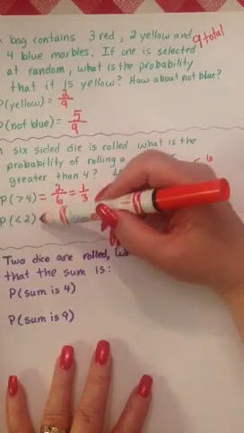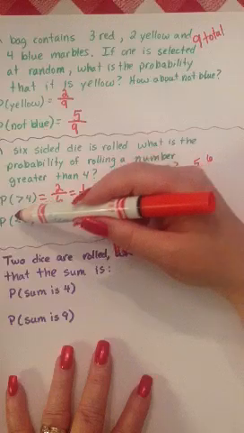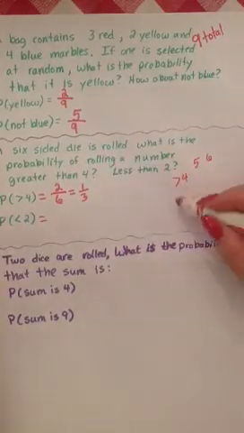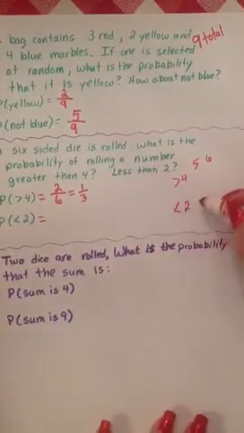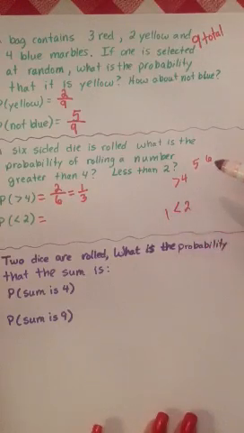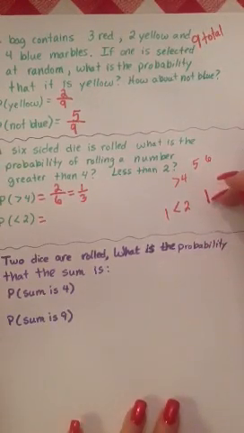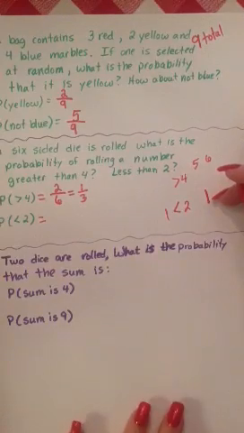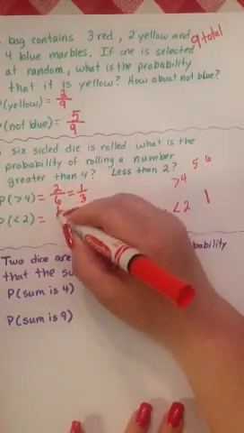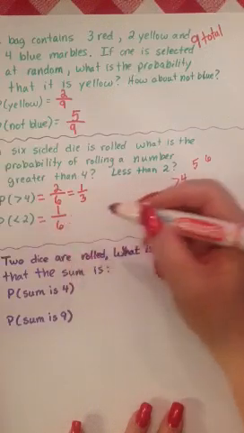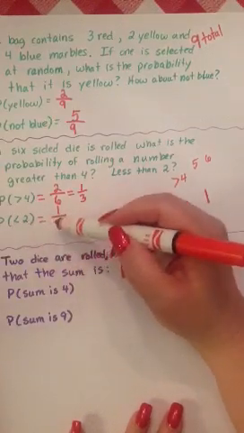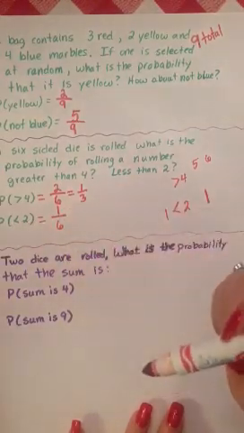The next question says, what's the probability that it's going to be less than 2? On the die, what is less than 2? The only thing that's less than 2 is 1, right? 1 is the only one. So there's only one choice. That's the only side that's less than 2. So there's only one of those out of the 6. So your chances of rolling something that's less than 2 is 1 out of 6.